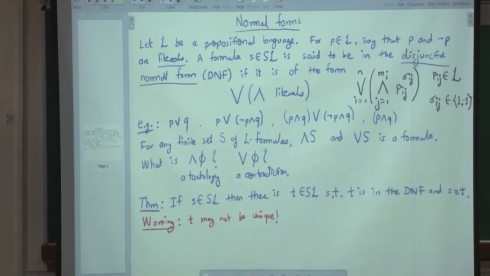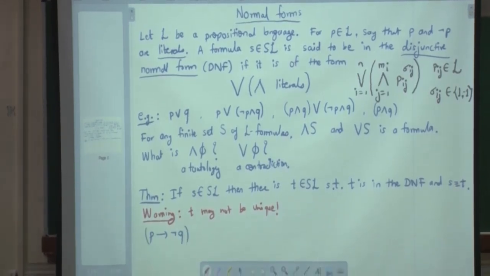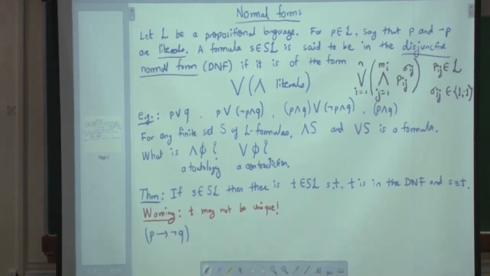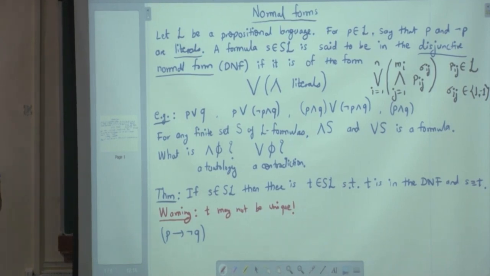Okay, let us do one exercise. Please try to write down this: P implies negation Q. Write down this formula up to logical equivalence in the DNF. And tell me the answer. Yes? Tell me. P conjunction Q. Negation P disjunction negation Q. Okay. That is one easy formula which is in the DNF.